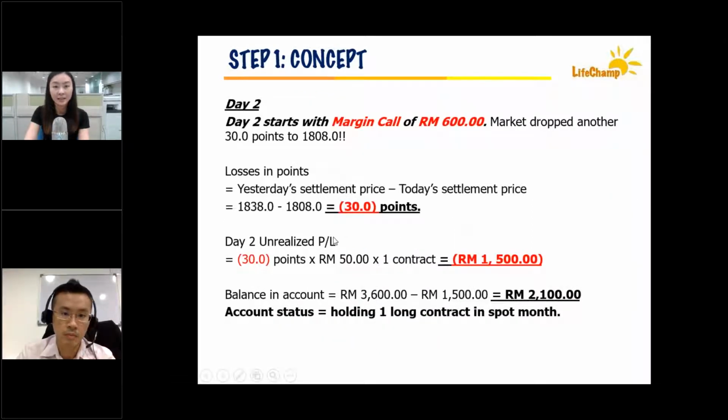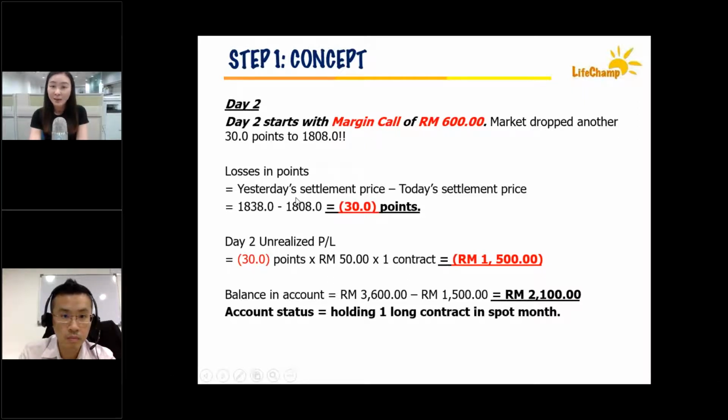Okay, day one margin call 600. Your broker will tell you, hey, you have a margin call of 600, you have to top up, or you sell your contract, meaning you close your contract. So day two, continue. Day two starts with a margin call of 600, and then the market drops further. You're very unlucky, the market drops another 30 points, crashing to 1808.